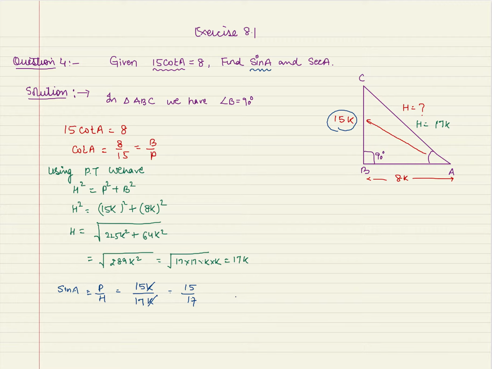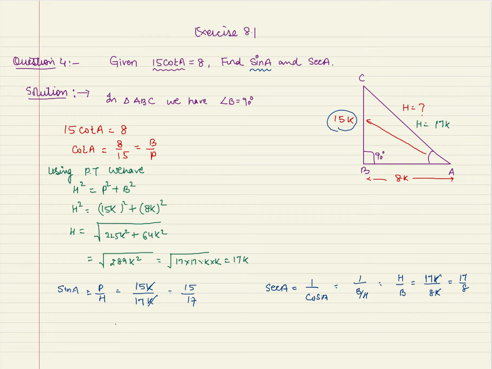And other ratio that is asked from you is this is secant A. So secant A is 1 by cos A. You know the ratio of cos is B upon H, so actually secant is H upon B. So H is 17k and the base is 8k. So k is cancelled with k. This is 17 by 8.